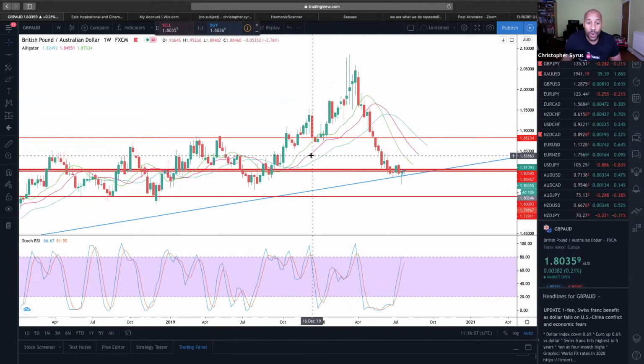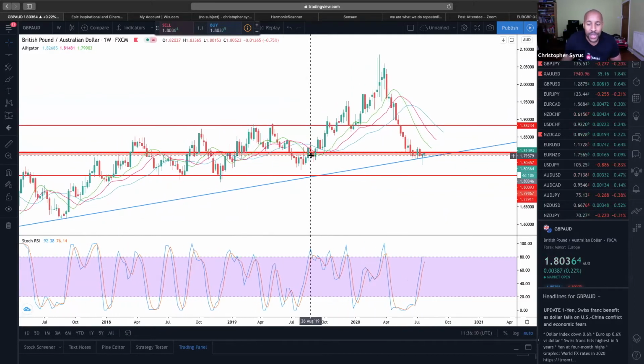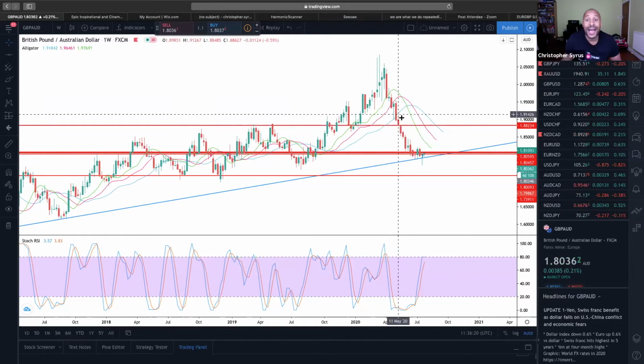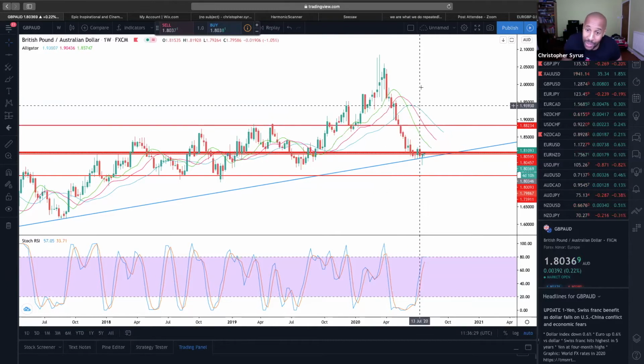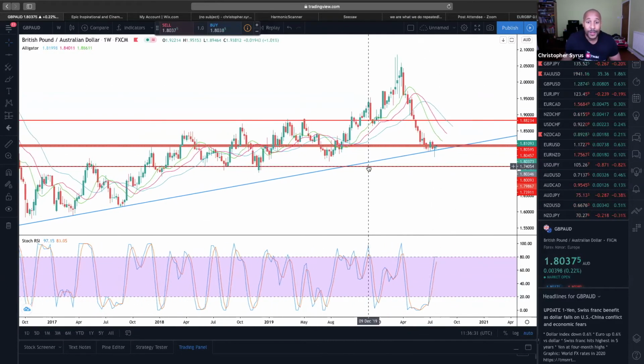But what we're looking for in the weekly chart is just the overall trend. The overall trend from April the 6th down to now, which is July, has been downward. It's been a downward trend. And what we're looking for is to be able to trade with the trend. So I want to be buying when it's going up, selling when it's going down.